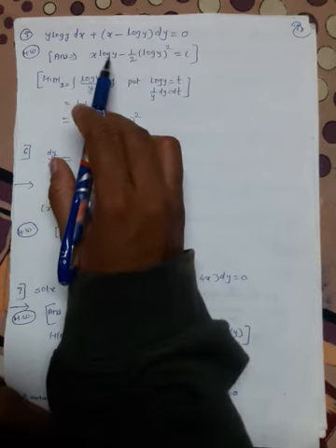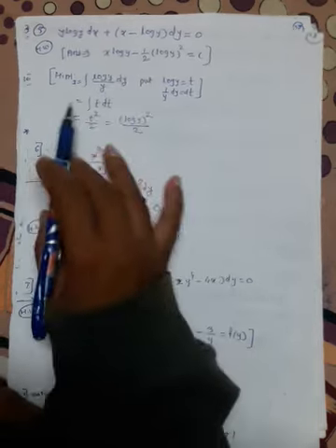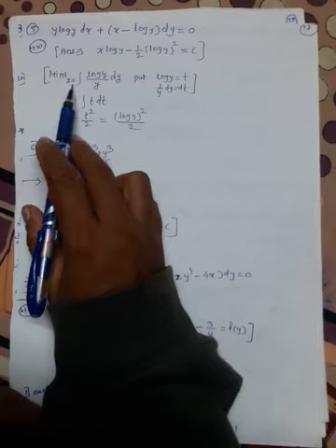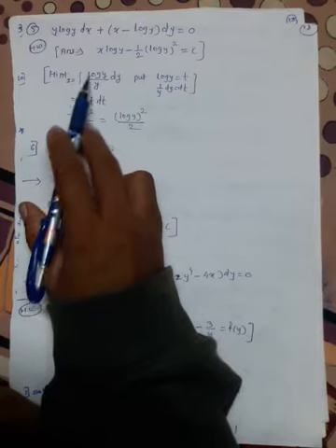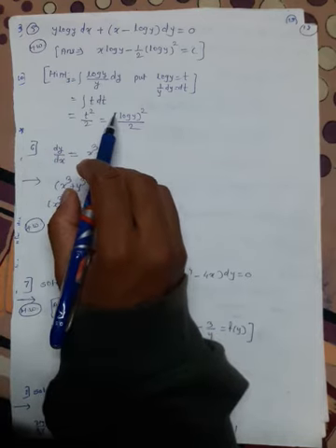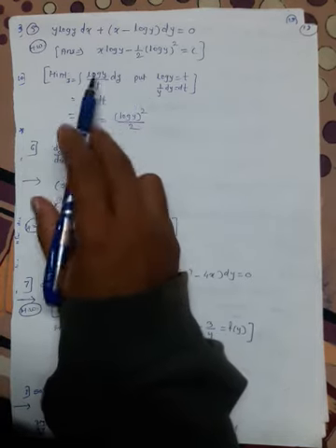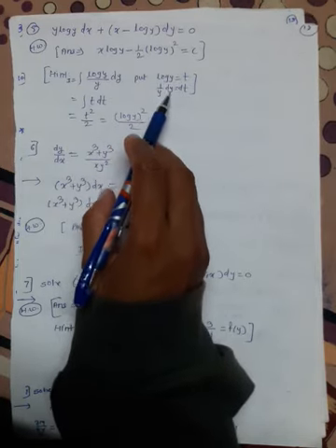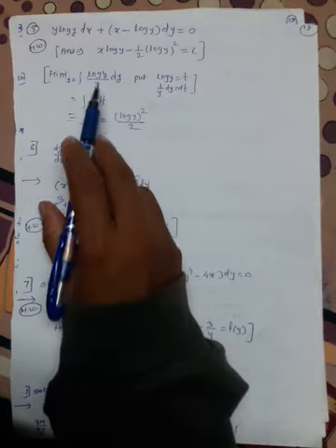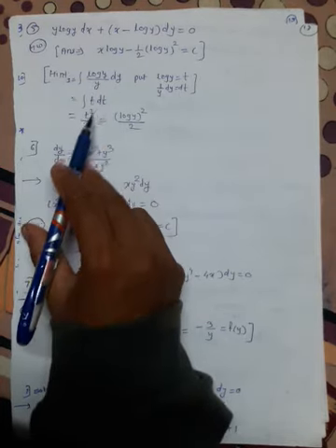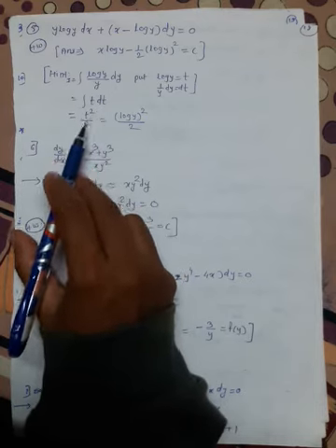In this example, this is the hint. In the middle of the example, you have to solve this integration of log y upon y, and it can be solved by using substitution again. Put log y is equal to t, take derivative on both sides, 1 upon y into dy is equal to dt. Put this value here, it becomes log y is t, 1 upon y dy becomes dt, and t integration is t square by 2.